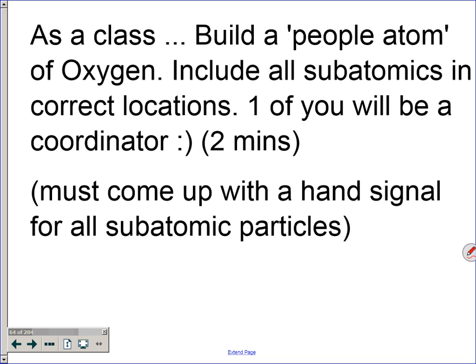Okay, so we're making a people atom. All right, so Moon has planned to be the coordinator. Let's coordinate. Let's go. All right, everybody up. Let's make a people atom.